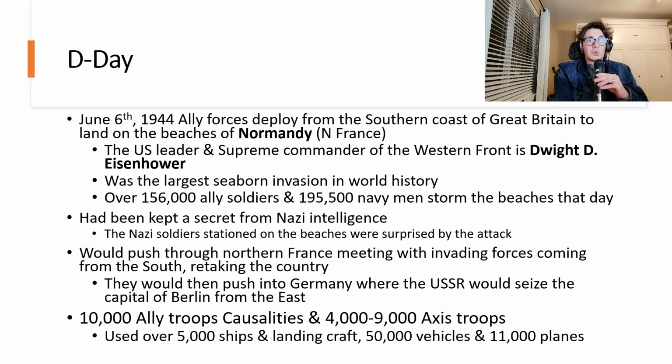They're going to push through northern France with invading forces coming up from the south, retaking the country. Ultimately, they would then push into Germany, where the USSR would seize the capital coming from the east of Berlin. A total of 10,000 Allied troops are going to be a part of the casualties, and another 4,000 to 9,000 Axis troops. They're going to use over 5,000 ships and landing craft, 50,000 vehicles, and over 11,000 planes.